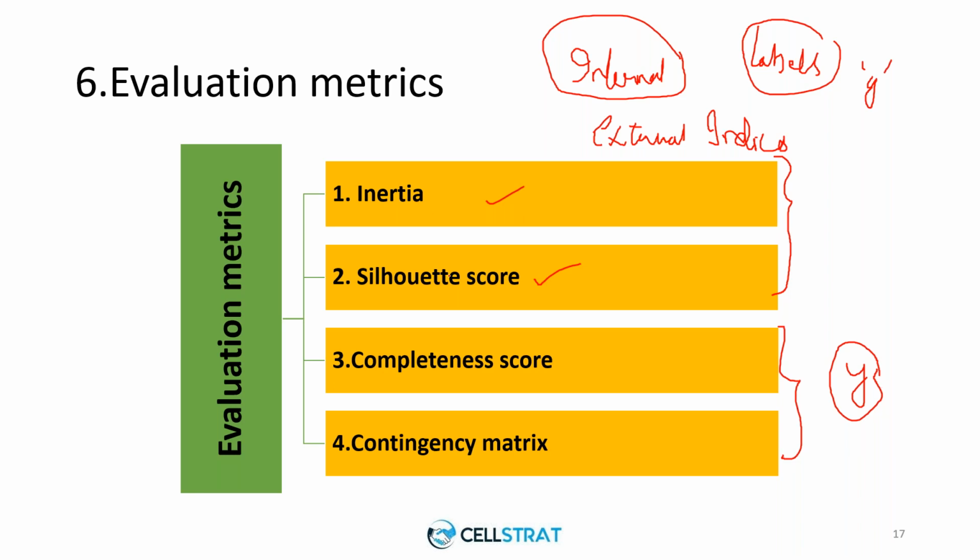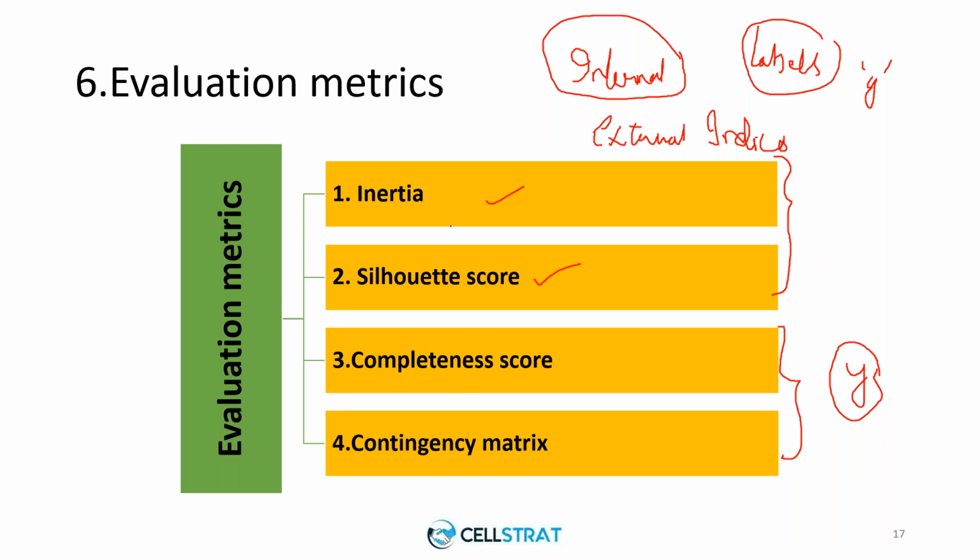Apart from inertia and silhouette score, you have various other internal indices evaluation metrics, which we'll discuss in the next module, where we'll be discussing advanced clustering. We'll cover a few more internal indices where you don't need labels to evaluate your model.